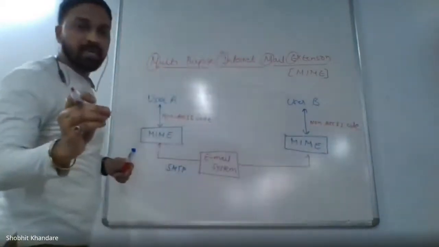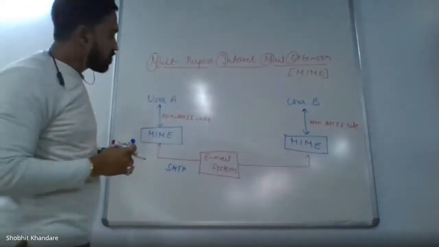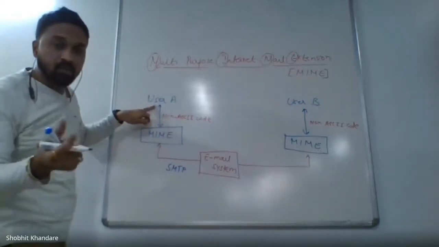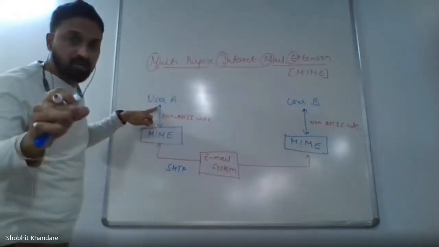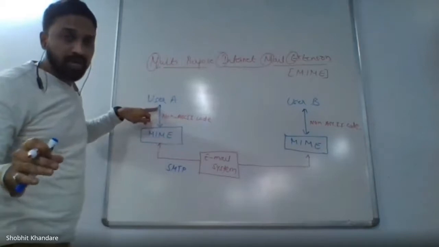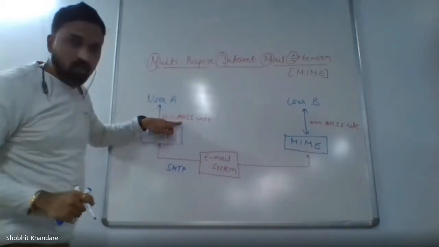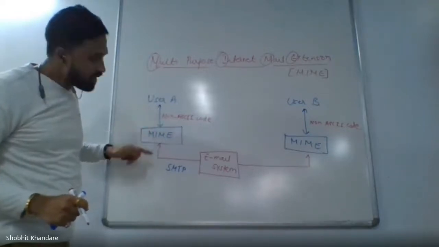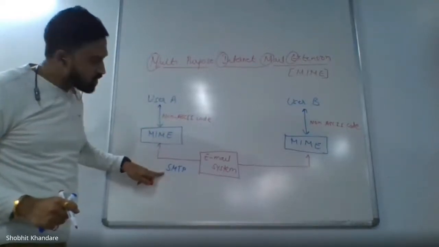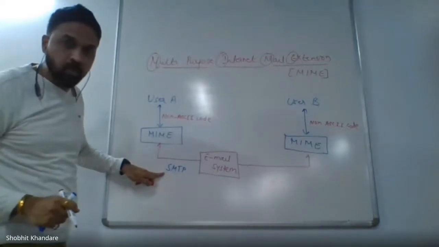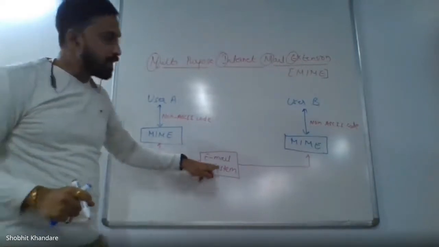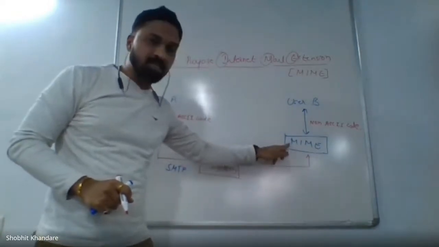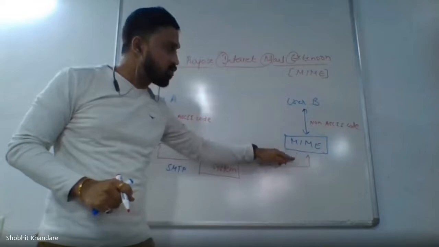So you can take an example of a Chinese language which is non-ASCII code. If you want to send some message using the Chinese language, then the non-ASCII code will be the Chinese language. MIME will convert that non-ASCII into ASCII. You will transfer that message using SMTP, simple mail transfer protocol, to the email system. The receiver B will receive that message. Using the MIME extension, it will convert that ASCII code into non-ASCII.